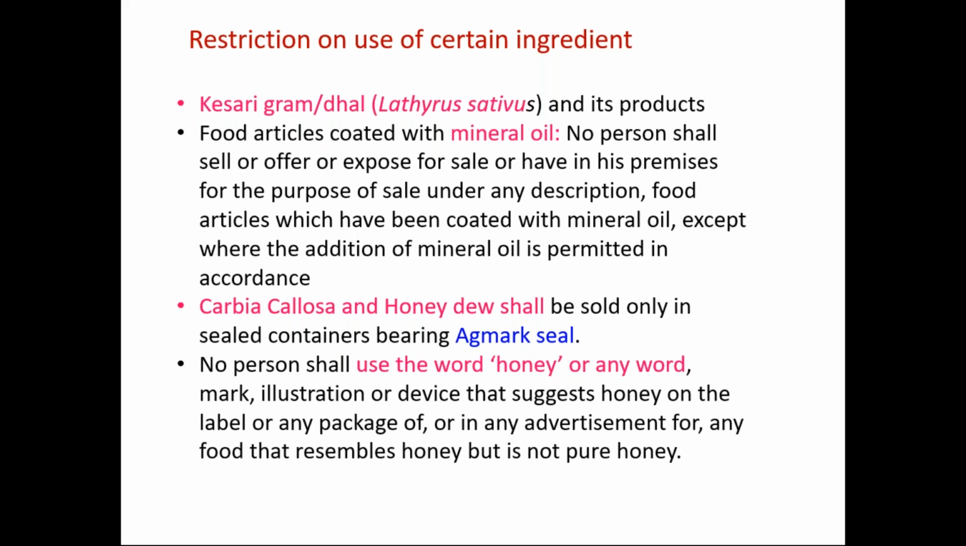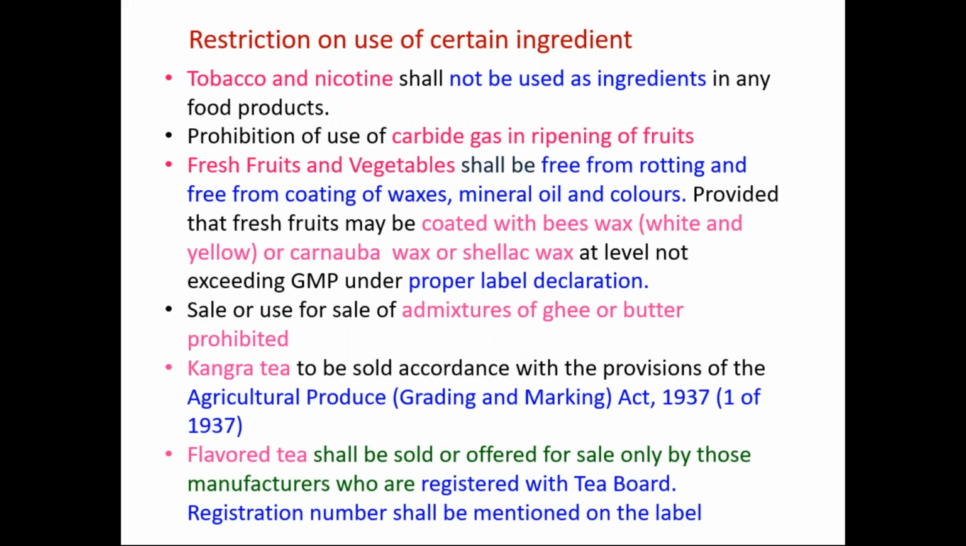You cannot sell Carvia callosa and honeydew honey without having an AgMark seal. Nobody is allowed to use the word honey or any mark or illustration resembling it on the label or package or in any advertisement for any food that resembles honey but is not pure honey. Also, the following ingredients are not permitted: tobacco and nicotine cannot be used as an ingredient in any food product. Carbide gas cannot be used for ripening of fruits.